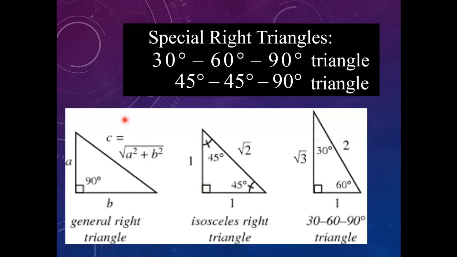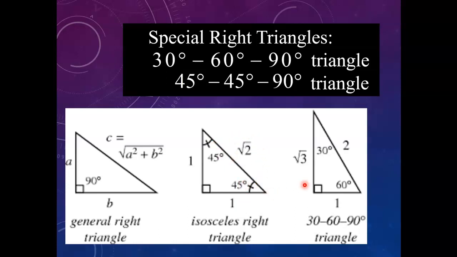Let us review the Pythagorean theorem, which says that the hypotenuse of a right triangle is found by getting the square root of a squared plus b squared. So let us apply it here in this special right triangle, which is the 45, 45, 90-degree triangle. Since these two angles are congruent, their opposite sides are also congruent. And when we apply the Pythagorean theorem, we find the square root of 2 as its hypotenuse.